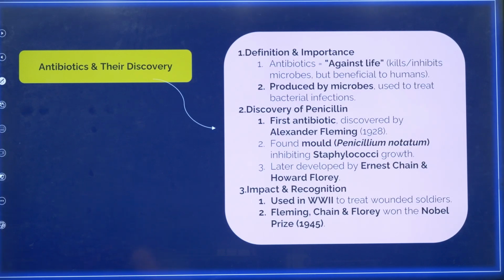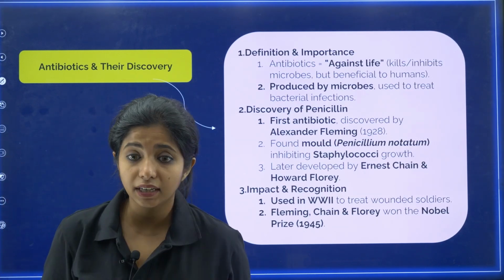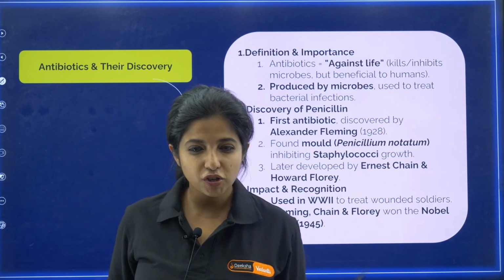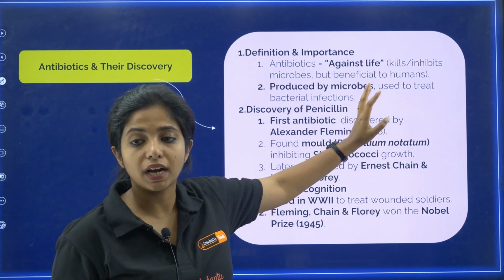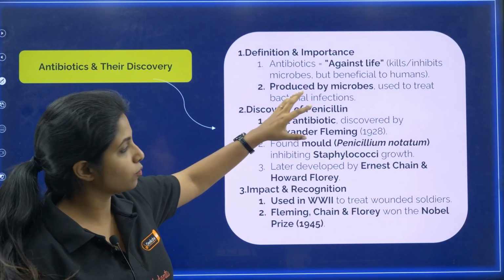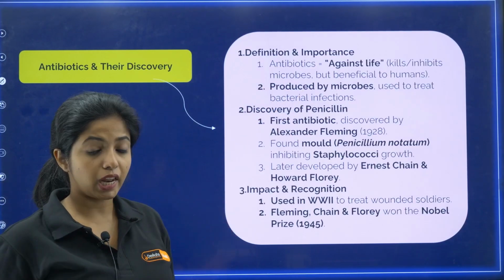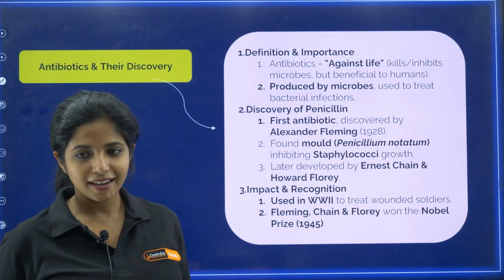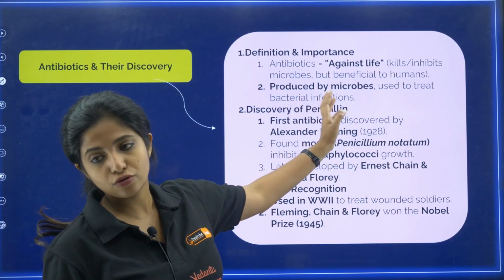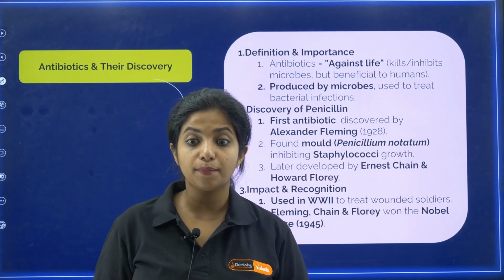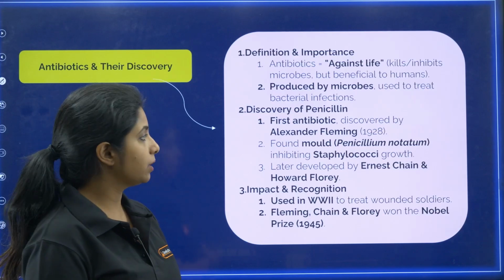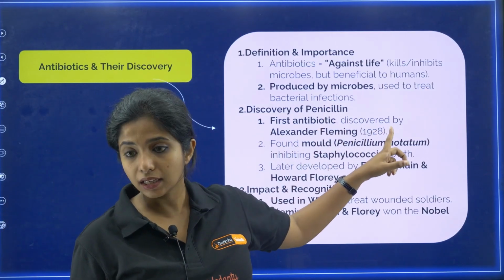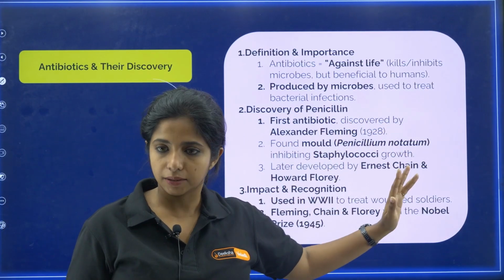Okay. So antibiotic and its discovery. It is a very interesting story. I will tell you. First thing, what do you mean by antibiotics? Antibiotics means against life. It kills or inhibits the microbes. Against life as in whatever organism that has a life, we want to kill it. Okay. So it is beneficial to humans and it is produced by microbes and is used to treat bacterial infection. Antibiotics are against bacteria. So the first antibiotic was discovered by Alexander Fleming in the year 1928.